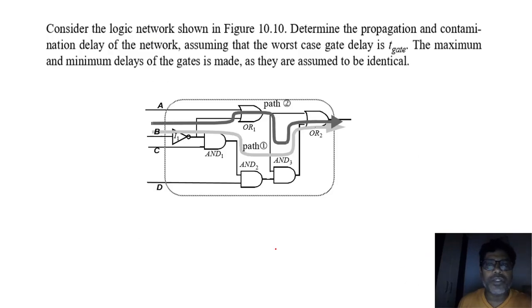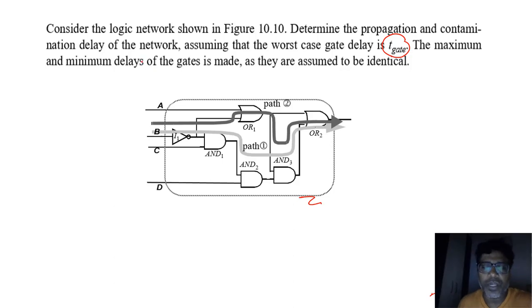Now let's try to look into this particular problem. Consider a logic network shown in this figure. Determine the propagation and the contamination delay of the network, assuming that the worst case gate delay is T gate. The minimum and the maximum delay of the gate are assumed to be identical.